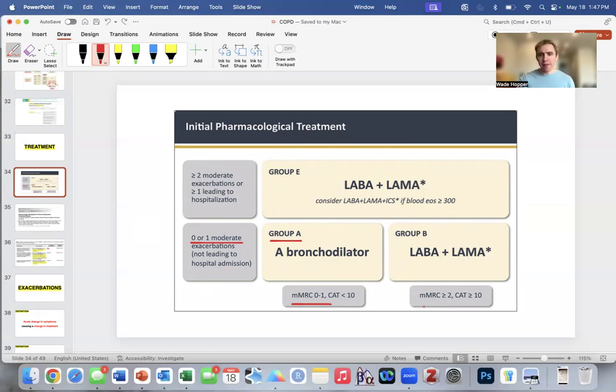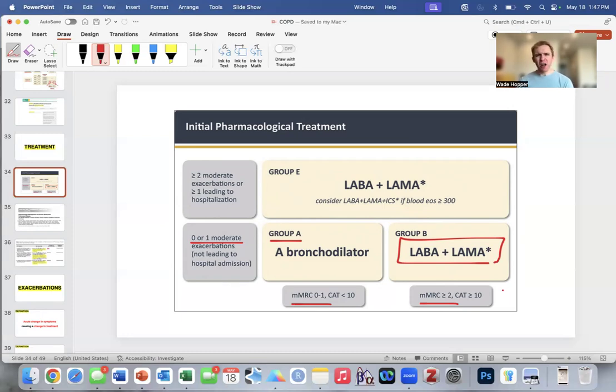But they specify that if someone's got increased symptom severity, they need to be on a double inhaler treatment. So they need to be on a long-acting muscarinic antagonist and a beta agonist. Oh God, I'm blanking. But they need to be on a LABA and a LAMA. So double inhaler therapy is basically the standard of care these days.